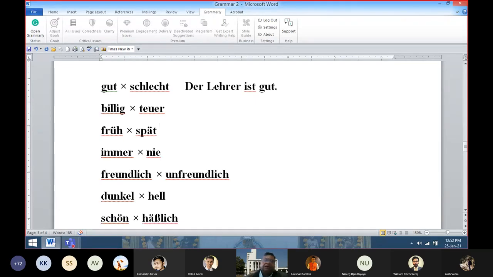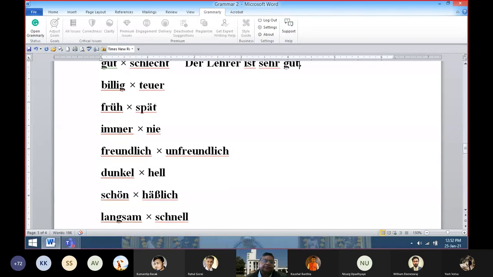Another adverb form is there, S-E-H-R. This is also used there. What is the meaning of it? Very. So before an adjective, you can use sehr gut, very good, sehr schlecht, etc. With immer, you can make simple sentences.